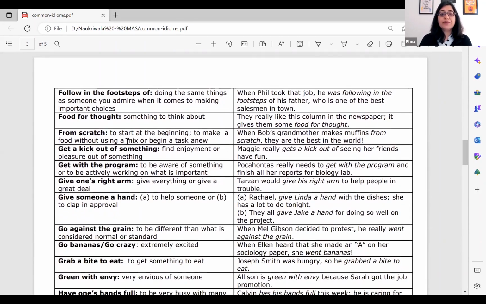Okay. Follow in the footsteps. Follow in the footsteps means follow the person exactly the way he or she is doing things because you really get inspired by them. You really admire them.